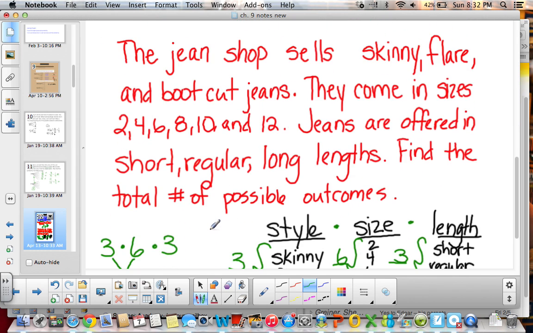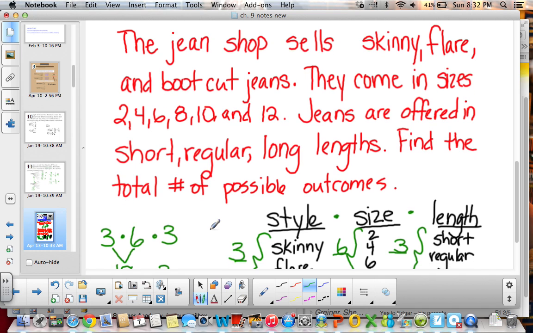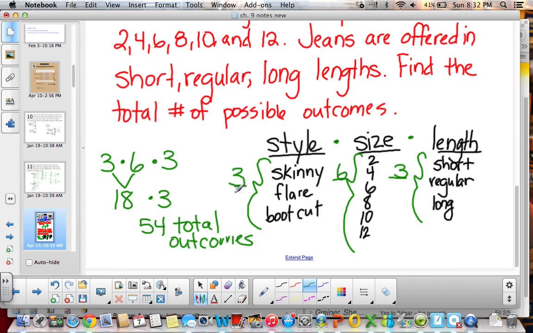So if the jean shop sells skinny, flare, and bootcut jeans, they come in sizes 2, 4, 6, 8, 10, and 12, and they are offered in short, regular, and long lengths, find the total number of possible outcomes. Well, the style is skinny, flare, and bootcut, so 3 different options. The sizes are 2, 4, 6, 8, 10, and 12, so 6 different options. And the length is short, regular, and long, 3 different options.